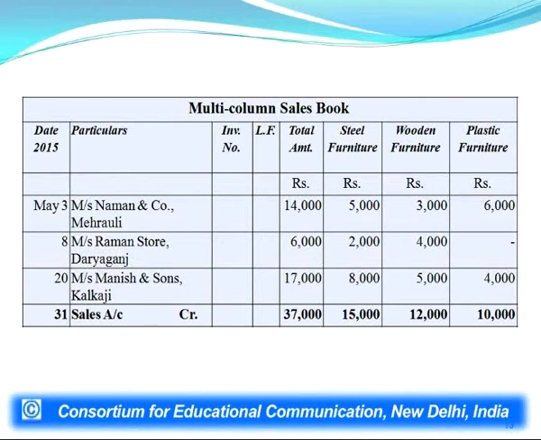Similarly, when we shall prepare the account of Messrs. Raman Store, debit side to sales account rupees 6,000, and in the account of Manish and Sons, debit side total sales 17,000 and then the total of this sales 37,000. The posting will be made into the sales account on the credit side, 37,000 total sales for the month, whatever it is, here it is in this month.